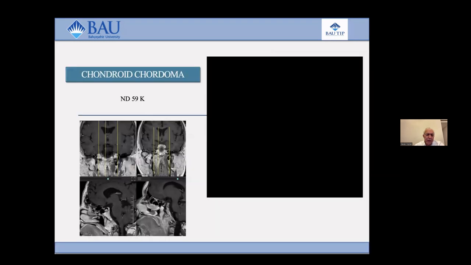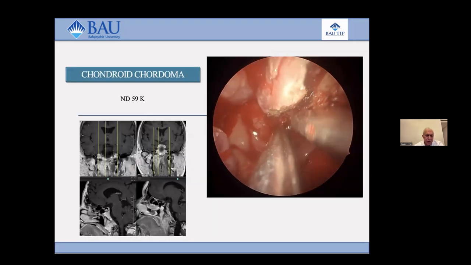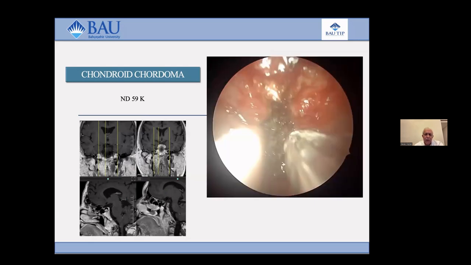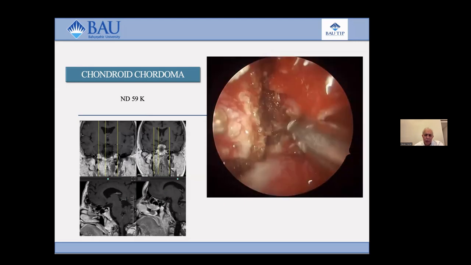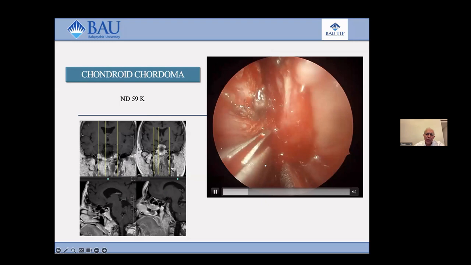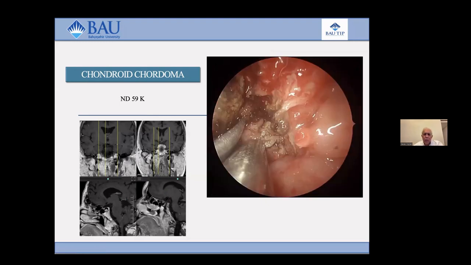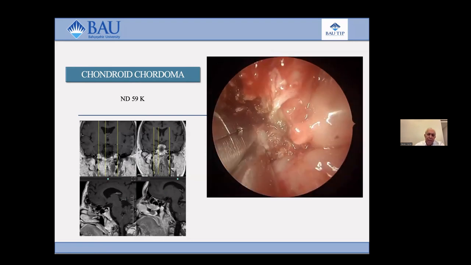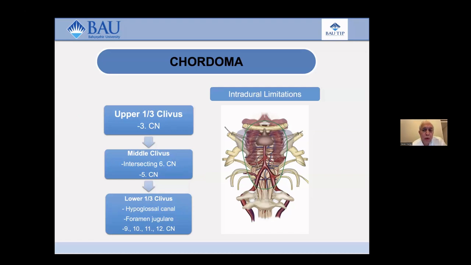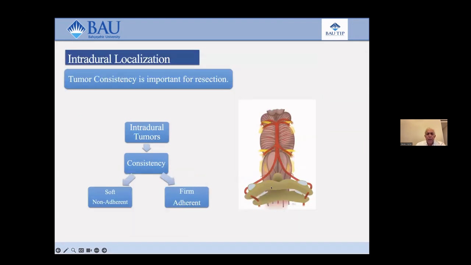The other case is one of the last cases. This firm, very hard tumor, we approached with a transodontoid approach. We explored the tumor capsule, the capsule was opened, and then the tumor was removed intracapsularly. For intradural tumor, the limitations are the lower clivus, hypoglossal canal, and foramen jugulare laterally, and the medulla oblongata inferiorly. In this tumor, consistency is important for resection.